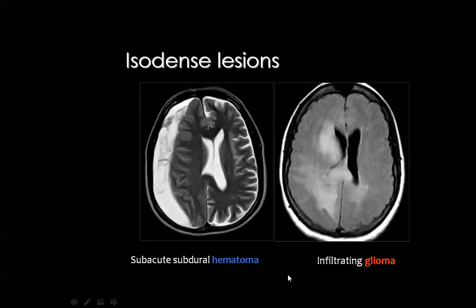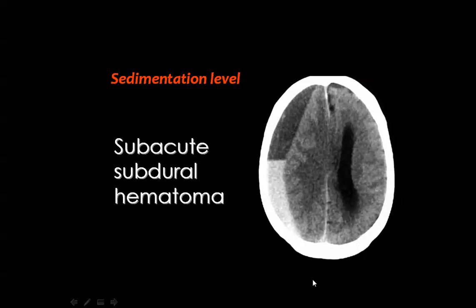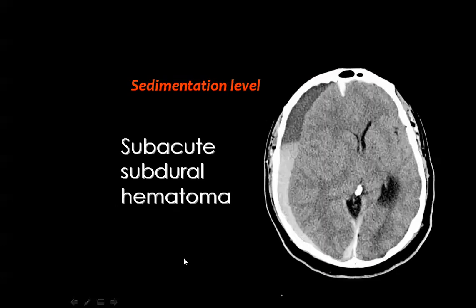Then what happens if you see a subdural blood which has two components, a chronic component and an acute component, what we call the sedimentation level? And at that time, we should diagnose this hematoma as the subacute subdural hematoma. Then one of the appearances of subacute subdural hematoma is an isodense collection to the brain parenchyma producing mass effect. And the second appearance is a hematoma with a sedimentation level.